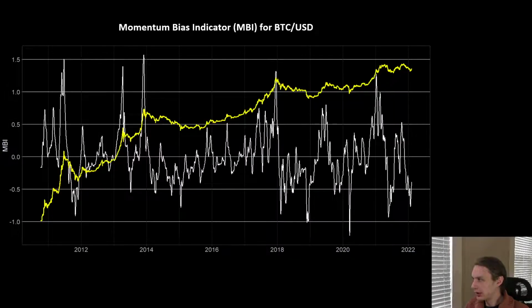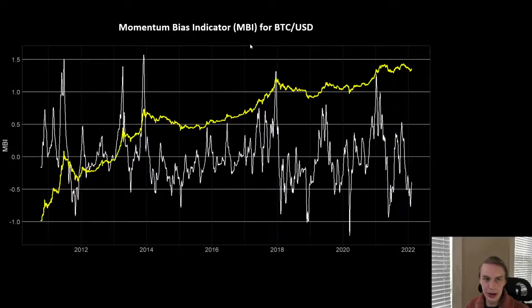So what I want to talk about next is just the momentum bias indicator, give some more perspective. We've been talking about this indicator for a while on this channel. I just want to give another update. So the last time I updated about this, we had seen this start to reverse. Right now, we've actually seen the reversal continue.